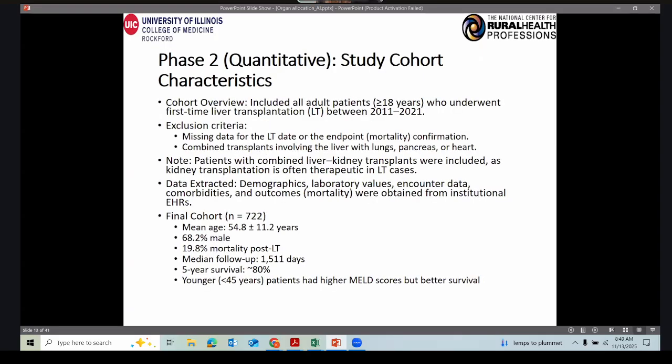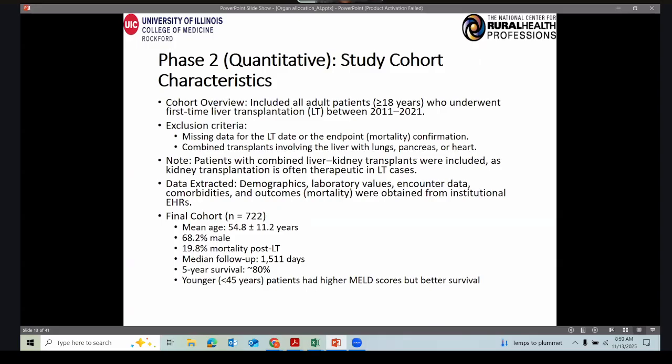Now, let's move to phase 2 of work 1, which is the quantitative part of our study, where we analyzed real-world data from the liver transplant patients to understand how comorbidities impact outcomes.